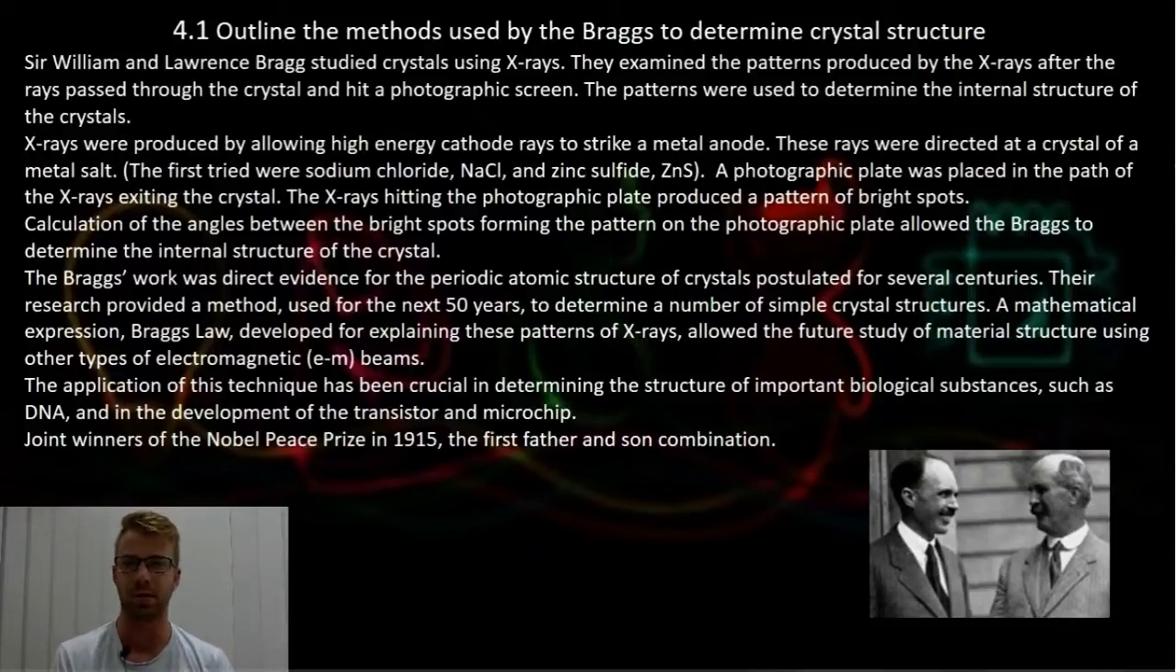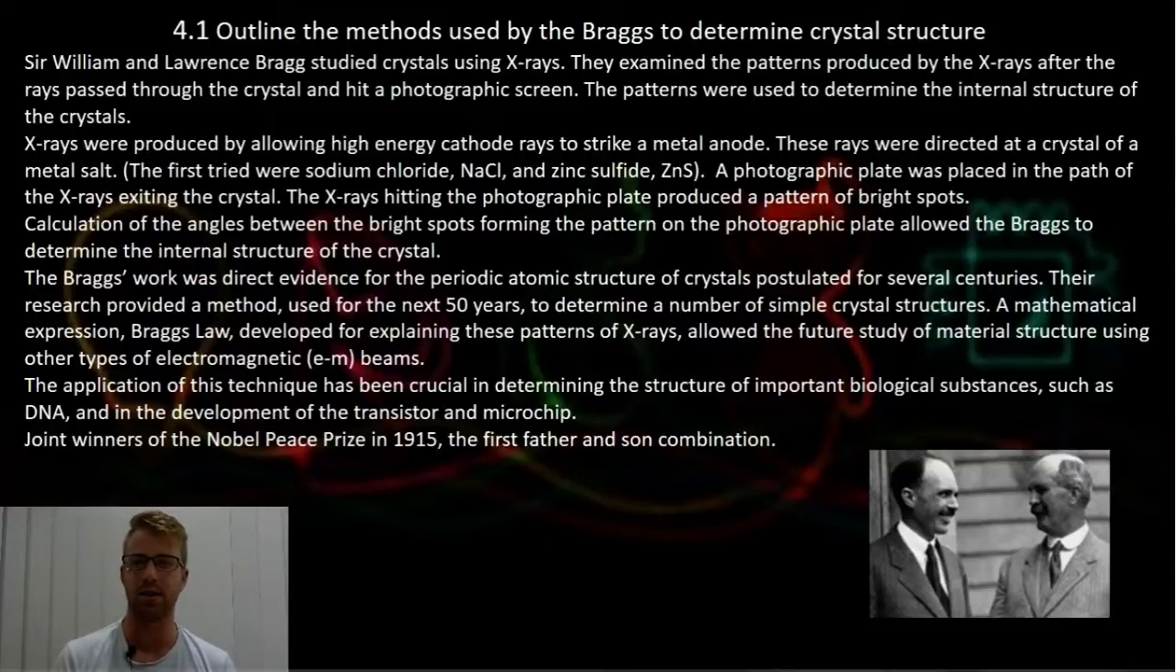So X-rays were produced by allowing high energy cathode rays to strike a metal anode. These rays were directed at a crystal of a metal salt. They first tried sodium chloride, NaCl, and zinc sulfide, ZnS. A photographic plate was placed in the path of the X-rays exiting the crystals. The X-rays hitting the photographic plate produced a pattern of bright spots.